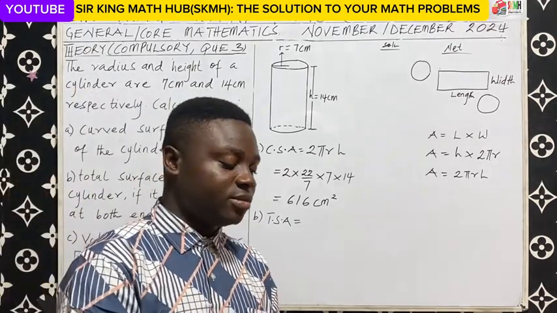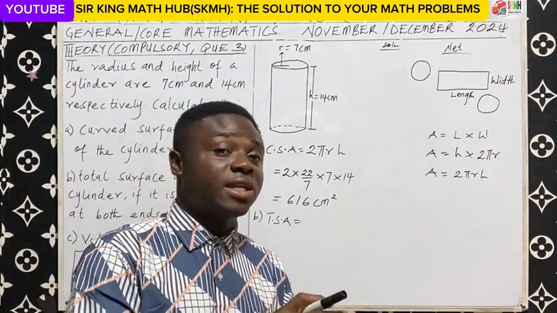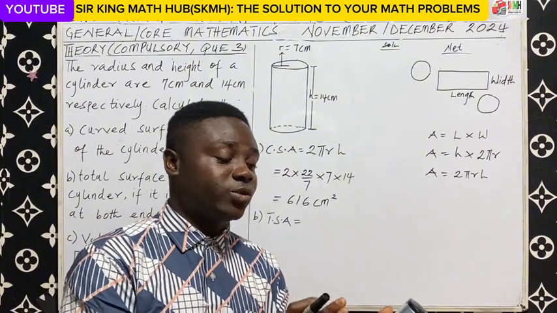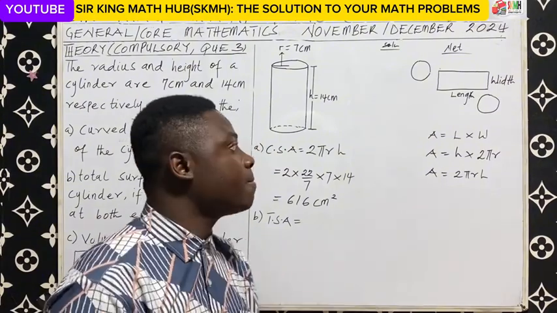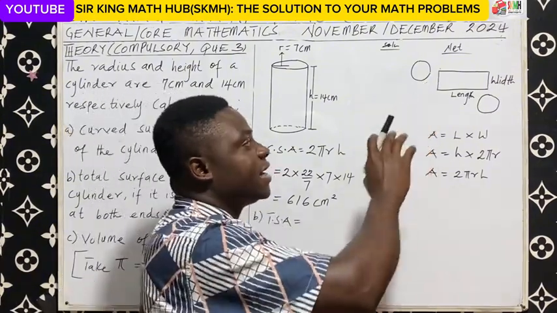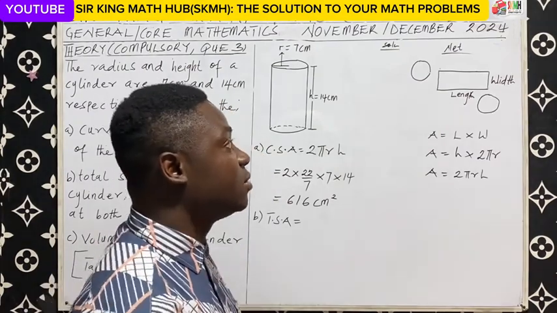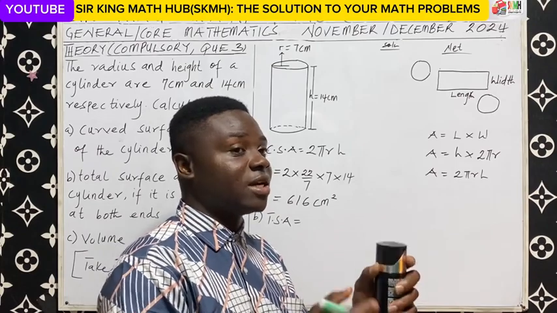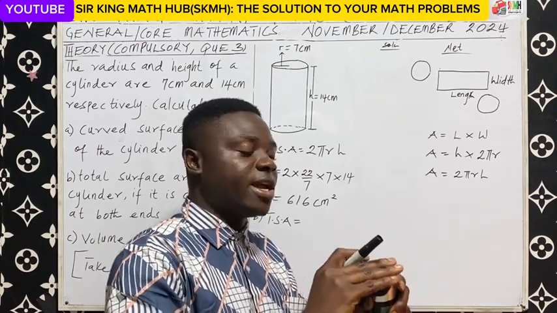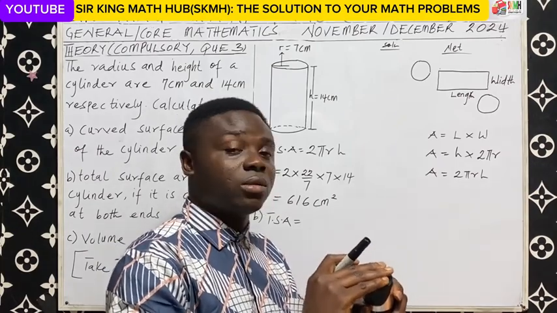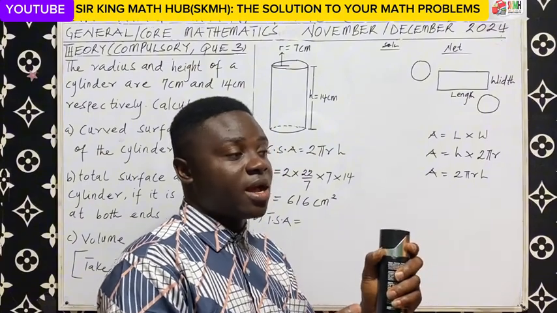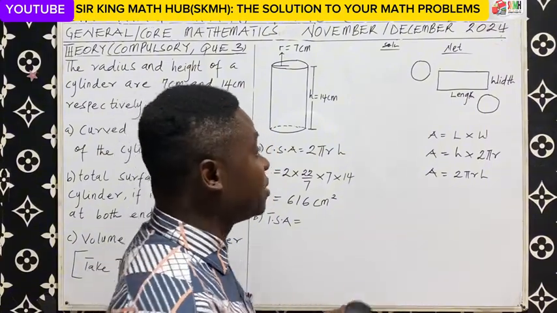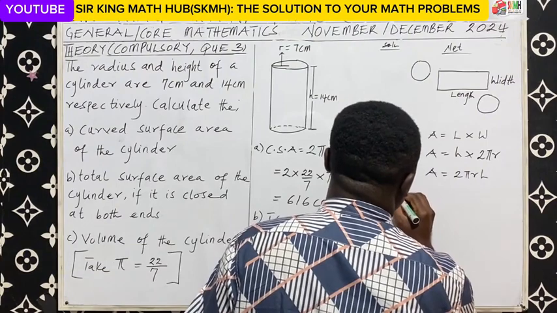So meaning that this time we are going to consider the top area and the base area as well as the curved surface area. Looking at the net of the cylinder once again, we see that for the total surface area, which is closed at both ends, we are going to look at the area of the circular top and then the area of the base.